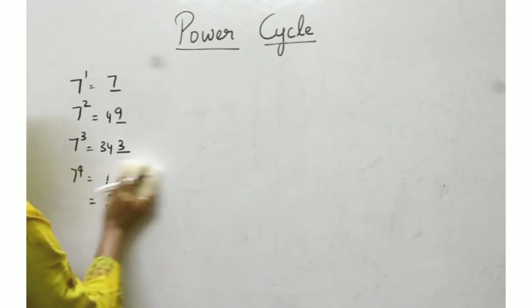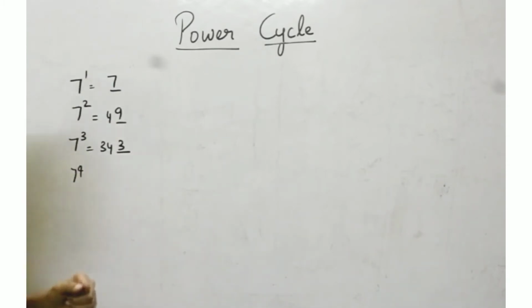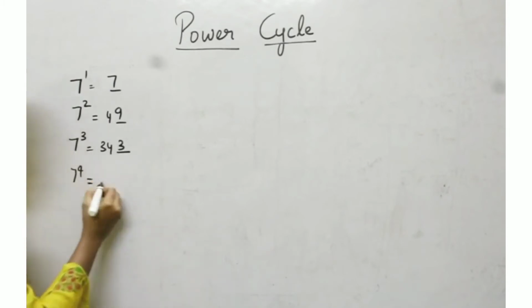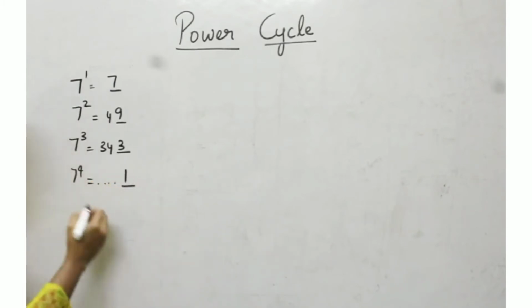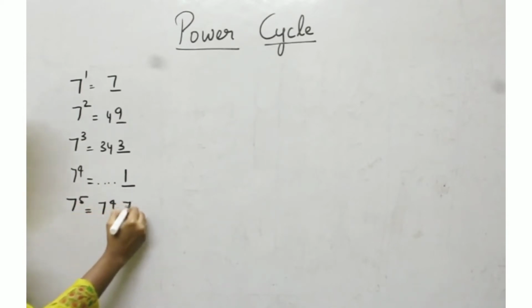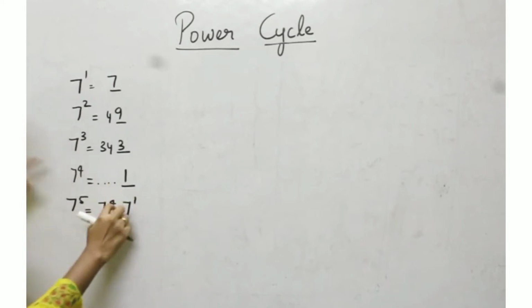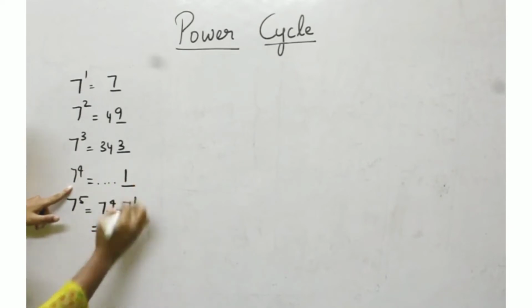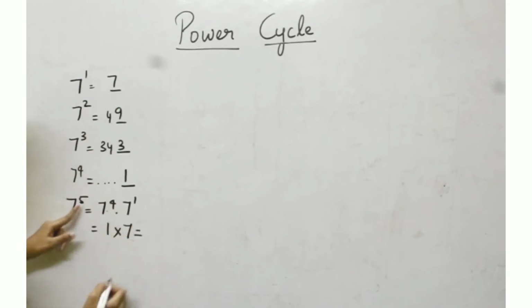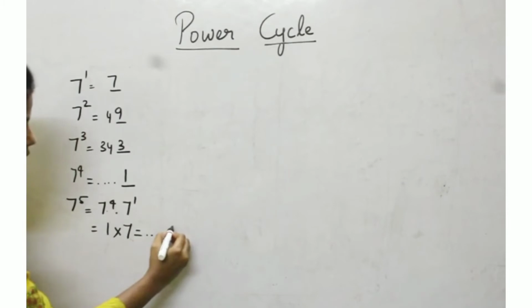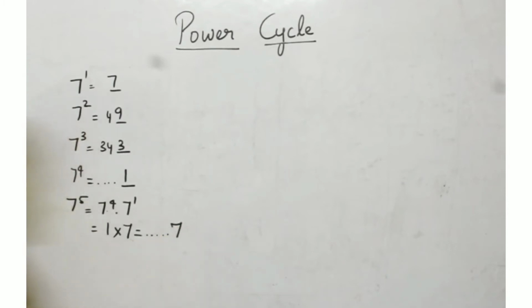So I would just write 7 power 4 as some number that has a unit digit 1. Again, 7 power 5 would be 7 power 4 into 7 power 1. 7 power 4's unit digit is 1 and 7 power 1's unit digit is 7. So I would have 7 power 5 as some number that has a unit digit of 7.